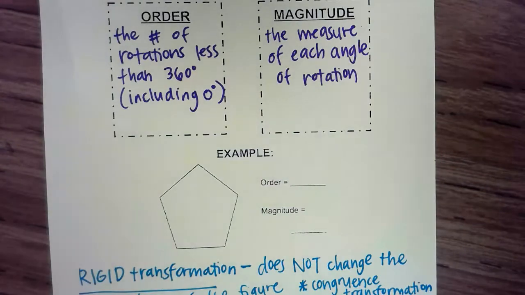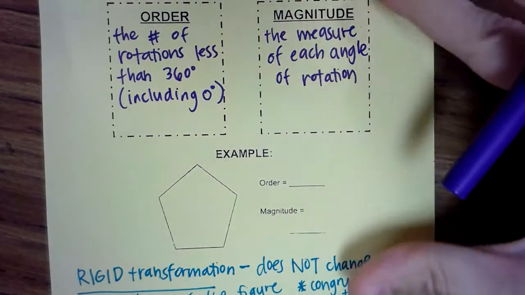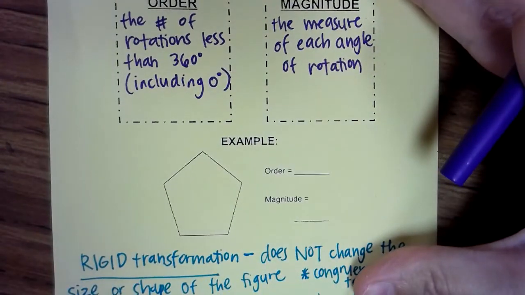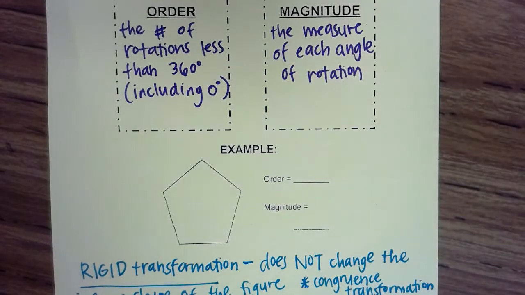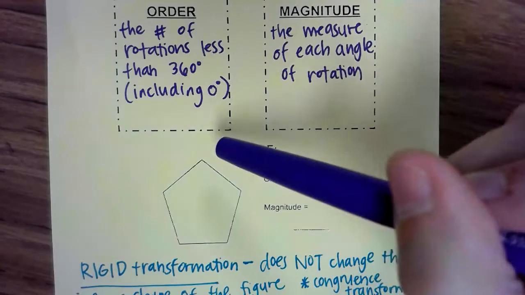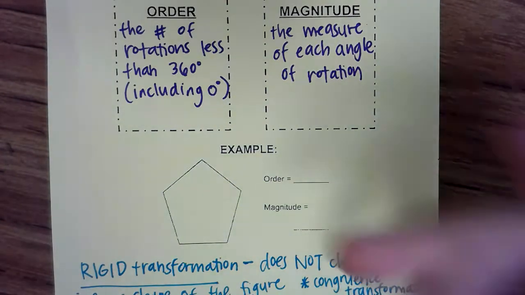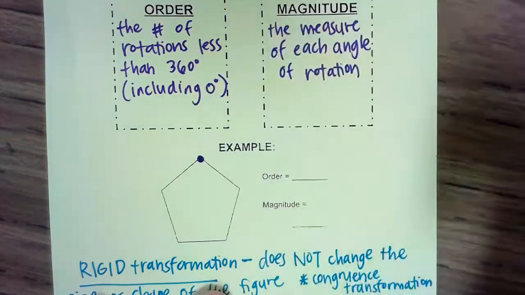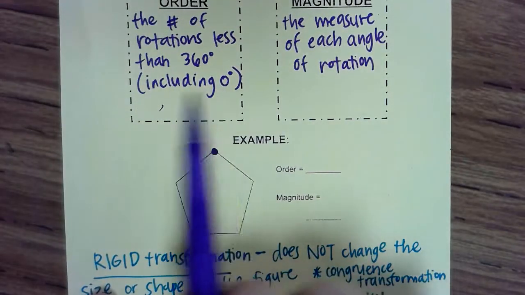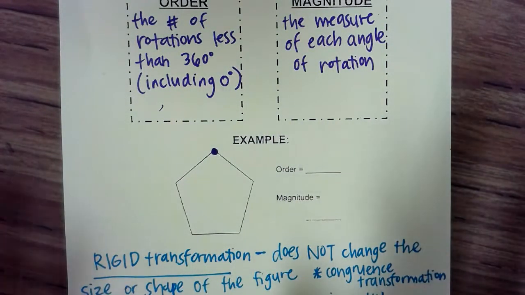Here's an example. This is a 5-sided shape. We talked about that in Unit 1. It's a pentagon. If I want to determine the order, I'm asking you how many times can I turn this pentagon so that it looks exactly like this. I'm going to put a dot right here letting you know this is where I started. It tells me to include 0 degrees, meaning include before I've rotated it at all.